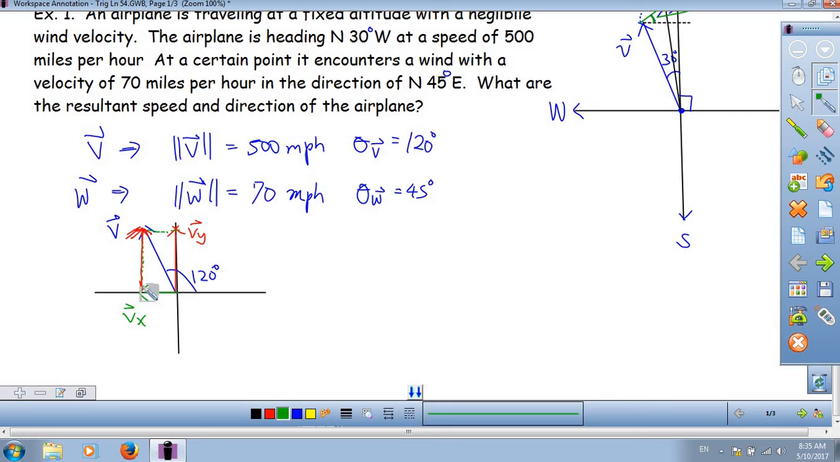The Vx is down the horizontal line, which is equivalent to your cosine. Let me write it down here. The blue one is the magnitude of v. If we take cosine of theta of v, we should get the adjacent, which is Vx, divided by the magnitude of v.